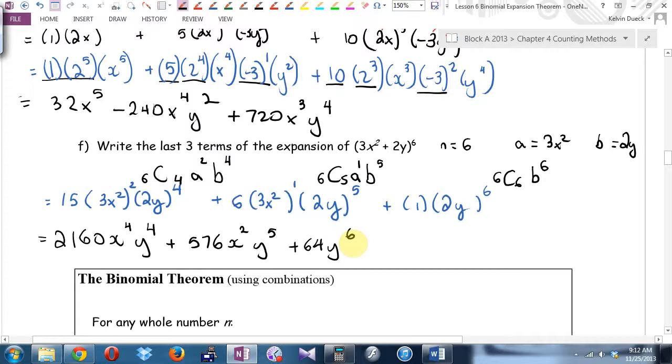Okay. I'm going to give you either question E or question F on your test. I'm going to give you some kind of a binomial with some kind of an exponent, and I'm going to say either, write the first 3 or 4 terms, or write the last 3 or 4 terms.